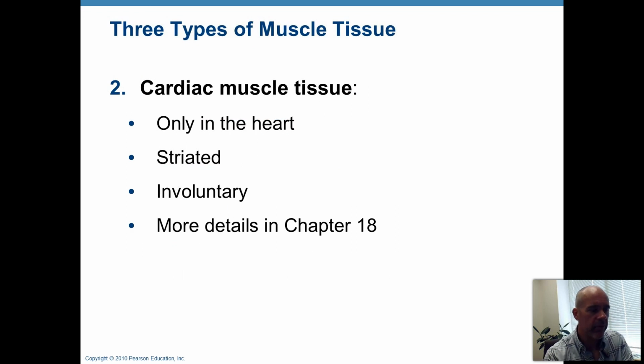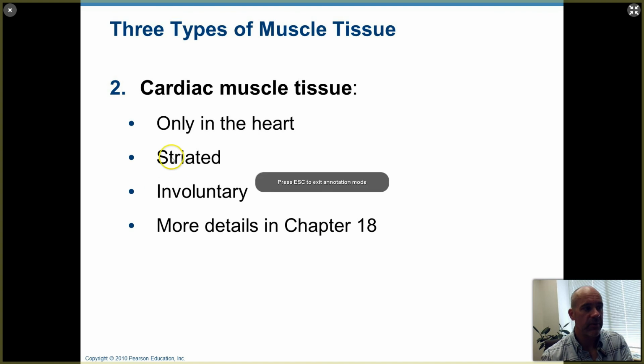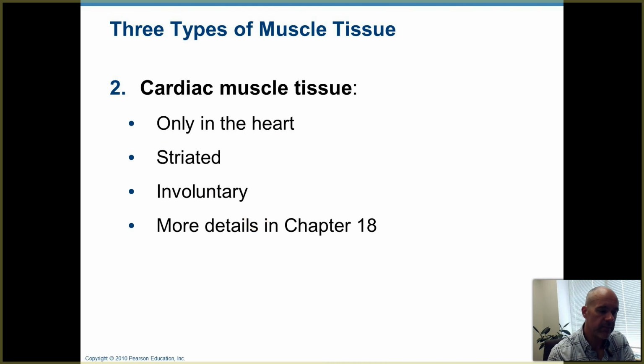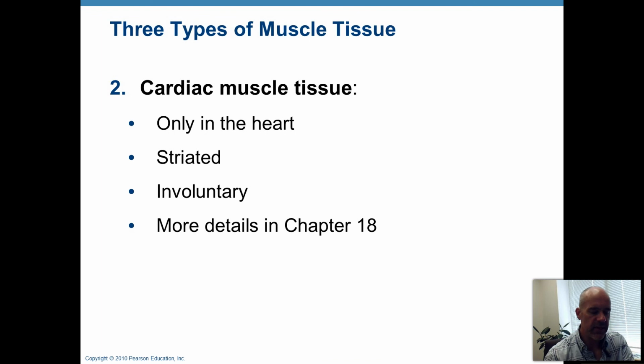All right, then cardiac muscle tissue, which we talked a little bit about back in Unit 2, that's only located in the heart. It's also striated, which means it looks striped if you look at it under the microscope. It is involuntary, though. Obviously, you don't have to think about making your heart beat. And you'll talk about more details about cardiac muscle tissue when you get to chapter 18 in AMP2. So we're not really going to spend any time on that here.